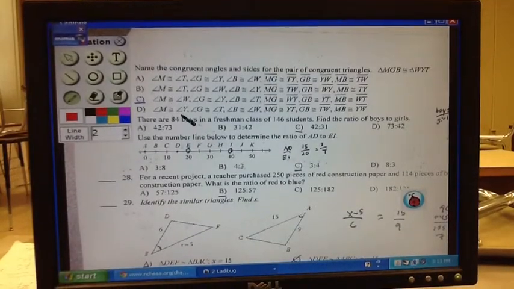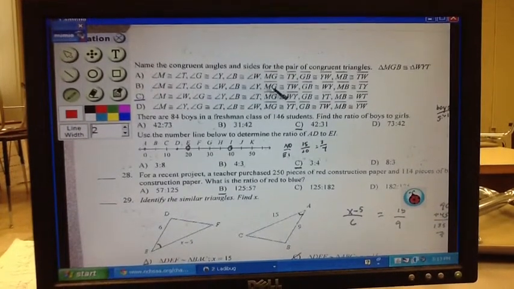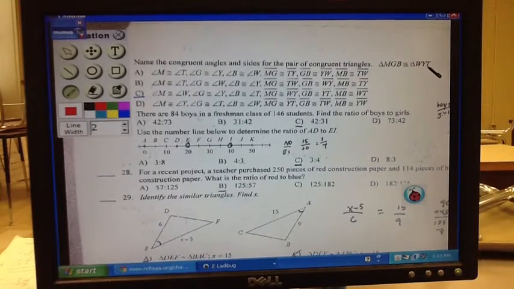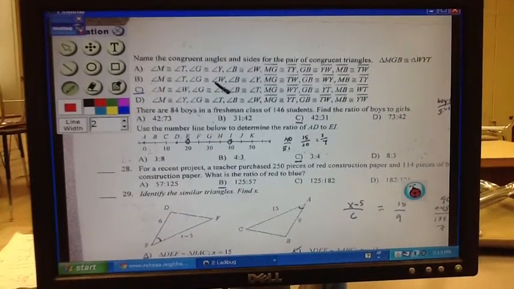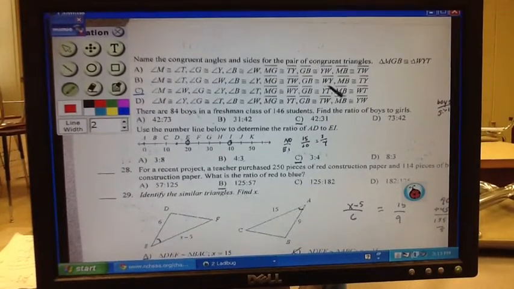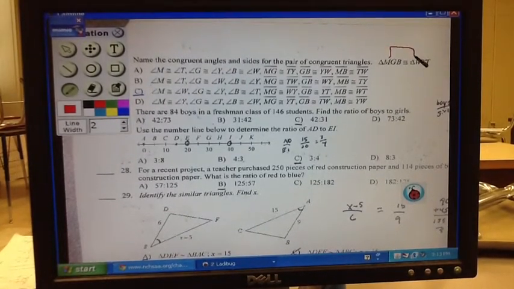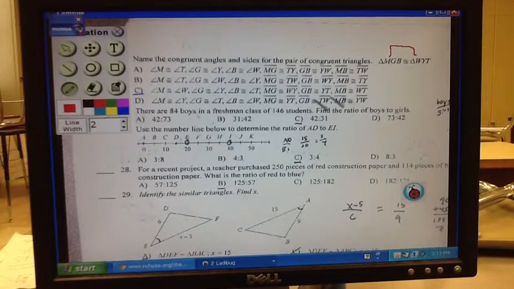On this one, we're now on question 25 on the next page. We got MGB is congruent to WYT. Big thing here, they're asking you which sides and which angles are going to be the same. Remember, the first one's always going to be equal to the first one. So find which one M and W are the same. So M has got to be equal to W.